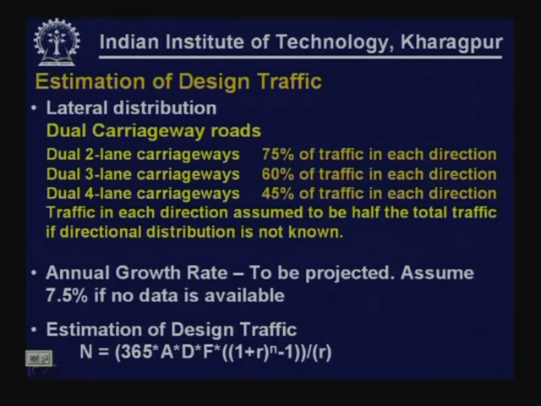If we do not have directional distribution of traffic, we can assume that traffic in each direction is half the total traffic. An annual average growth rate of commercial traffic can be assumed to be 7.5% if no projections are available. So, estimation of design traffic can be made using this expression where N equals 365 into A, where A is the commercial traffic volume intensity, commercial vehicles per day, D is the directional distribution factor. We will see the explanation of these parameters in the next slide.